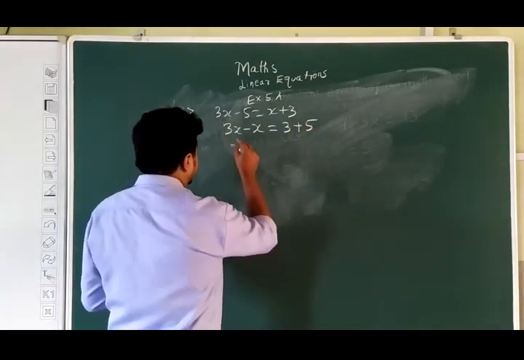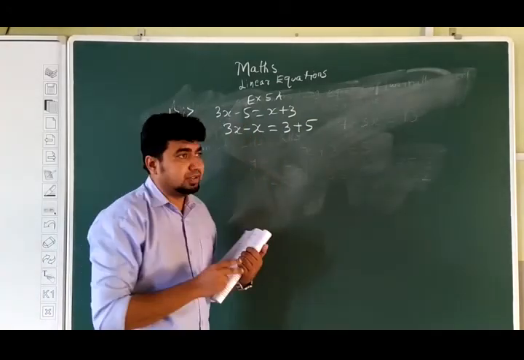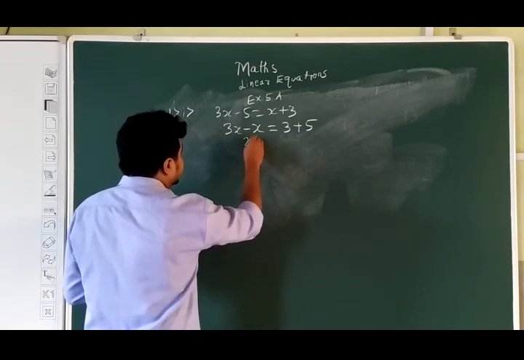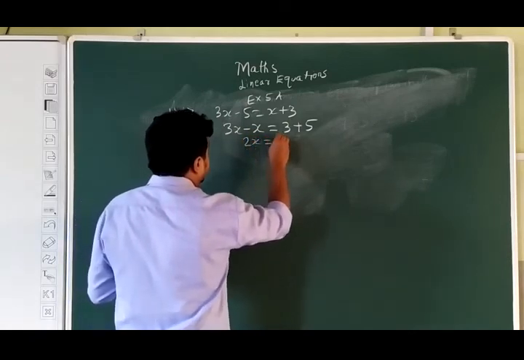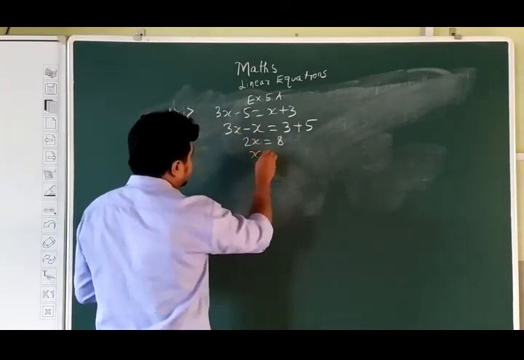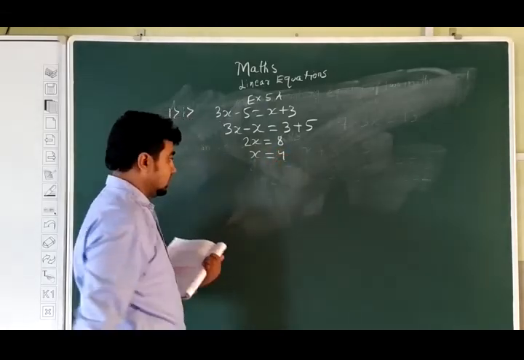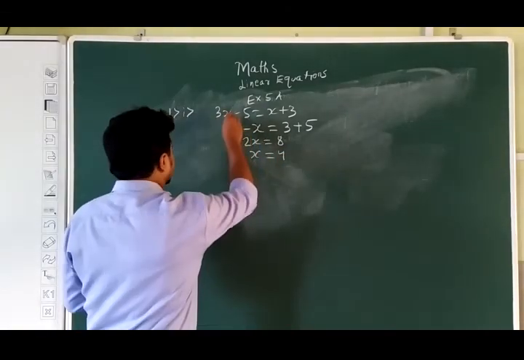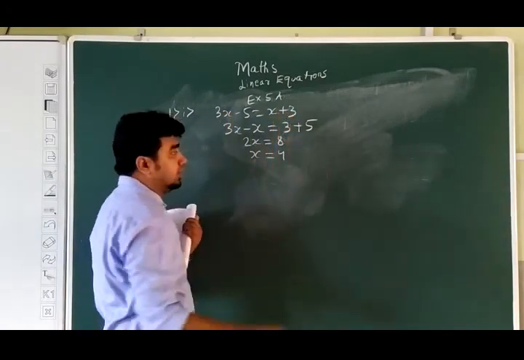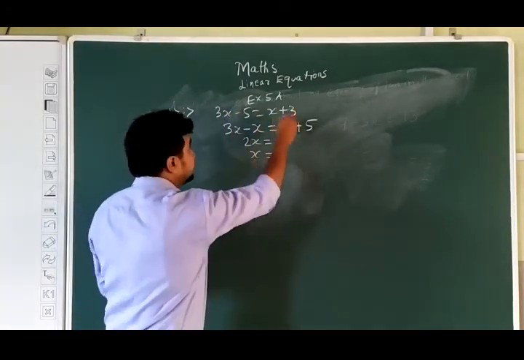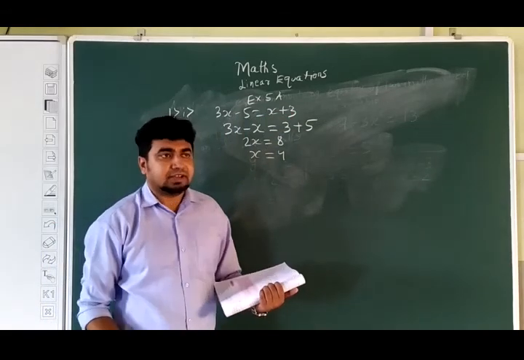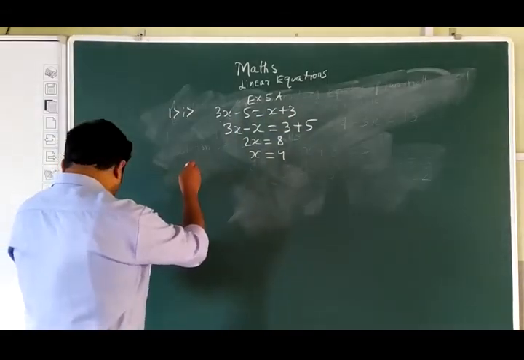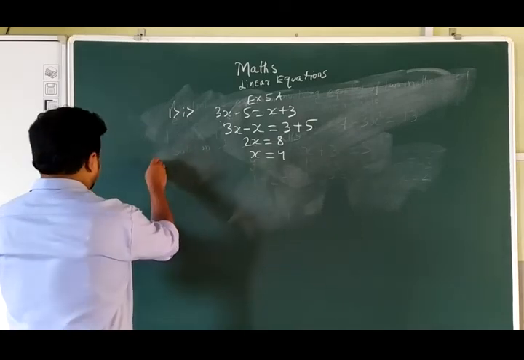As I told earlier, you have to separate variables and you have to separate constants. So 3x minus x is 2x. 2x is equal to 8. x is equal to 4. Now the value of x is 4. If I substitute x equal to 4 on this side and this side, the left side will be equal to the right side. I can say that x equal to 4 is the solution. Now moving to question number 2, bit 2.